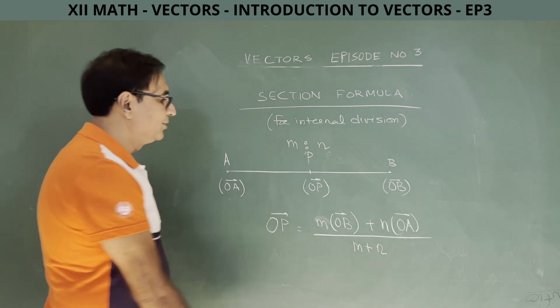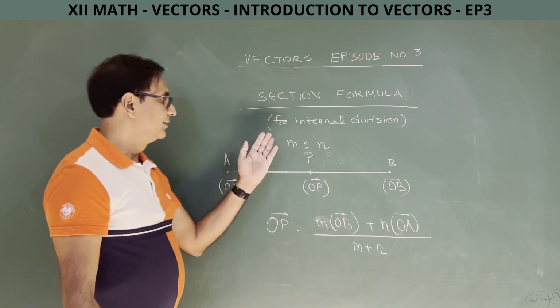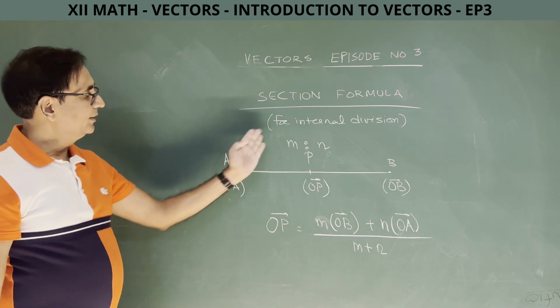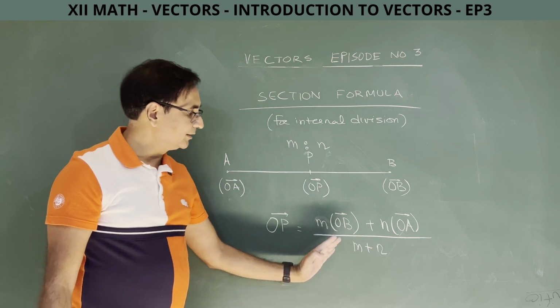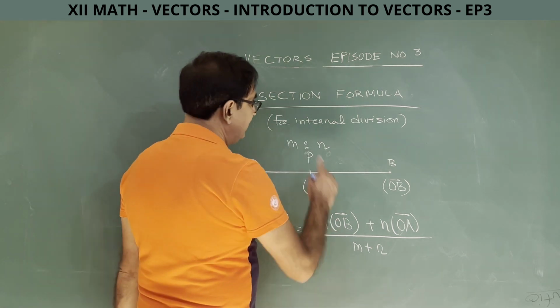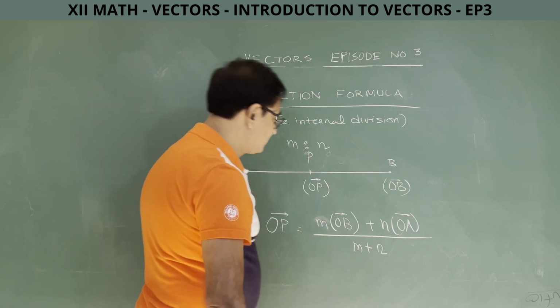So, this is the formula you are going to remember. It is very easy to remember: left into right plus right into left, divided by m plus n. This is for internal division. Alright. If it is for external division, I will come to it.